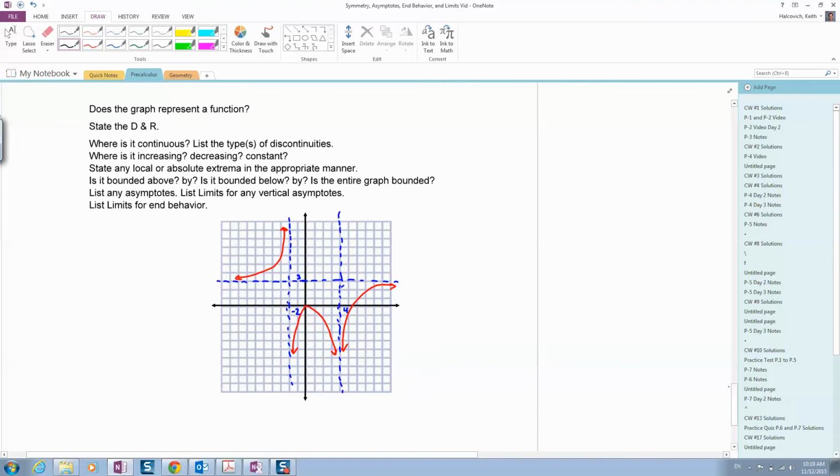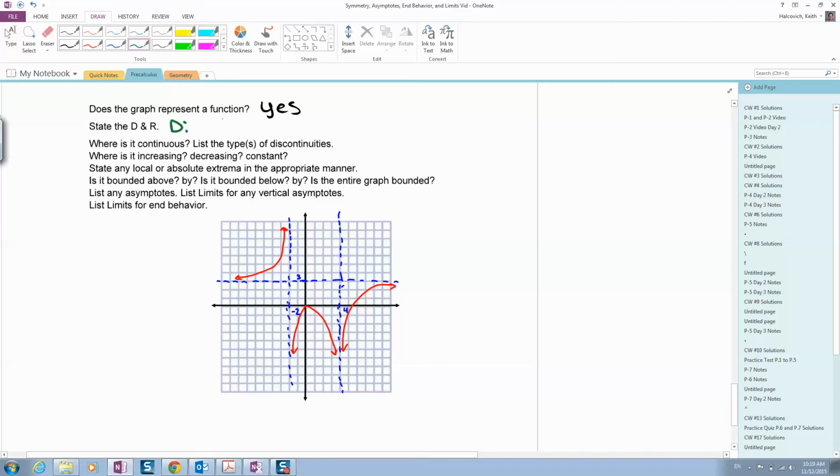All right, so let's look at this graph here. So when you do your homework, this is what it's going to look like. Now we're adding on. Does this represent a function? The answer to the question is yes, it is a function, because if you did the vertical line test in any spot here, it would be a function. State the domain and range.